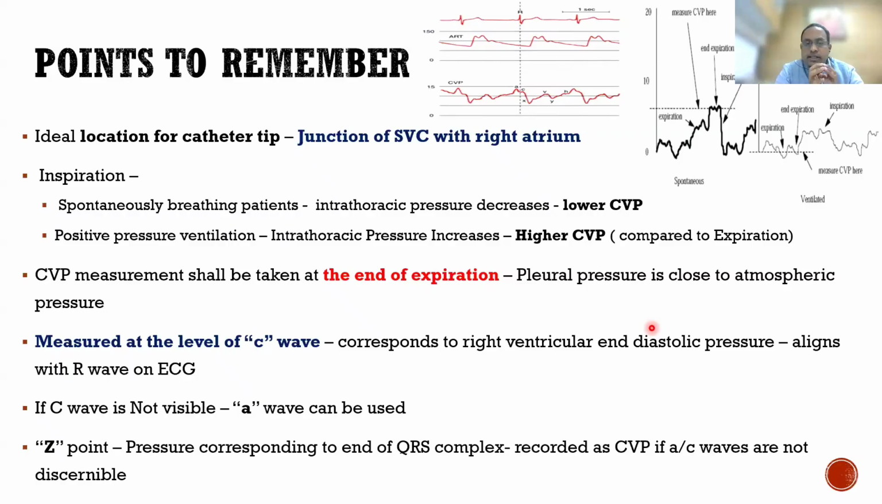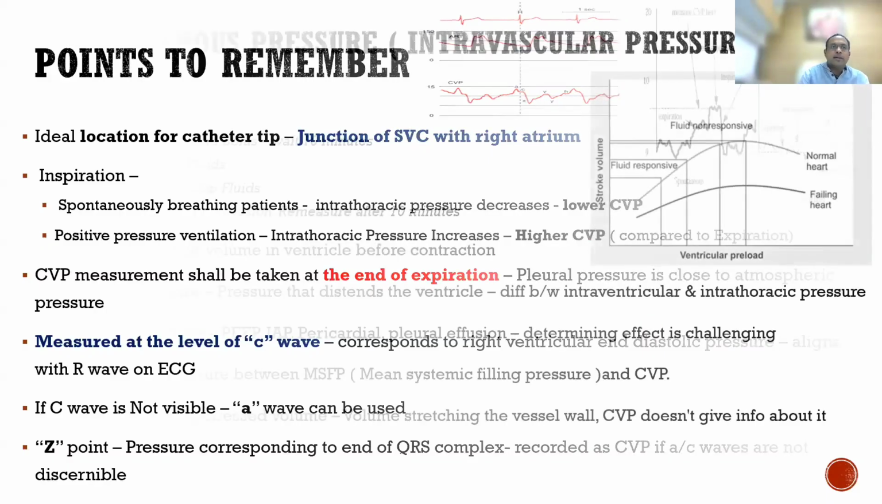But many times the C wave is not discernible. If it is not visible, we measure at the A wave. If both A and C waves are not visible, then we measure at the Z point. The Z point corresponds to the end of the QRS complex, so that is where we measure if the A wave and C wave are not discernible. So the ideal position is the C wave; if not the C wave, then the A wave; and if not the A wave, then the Z point.